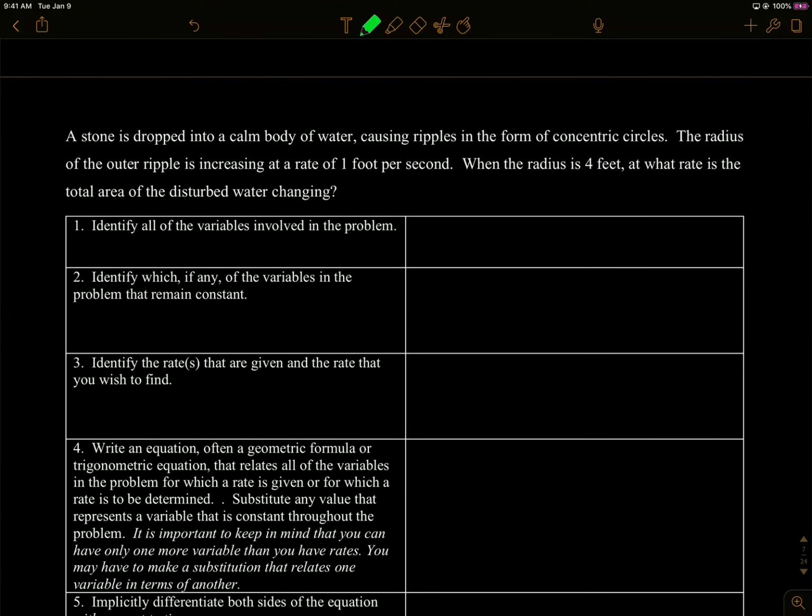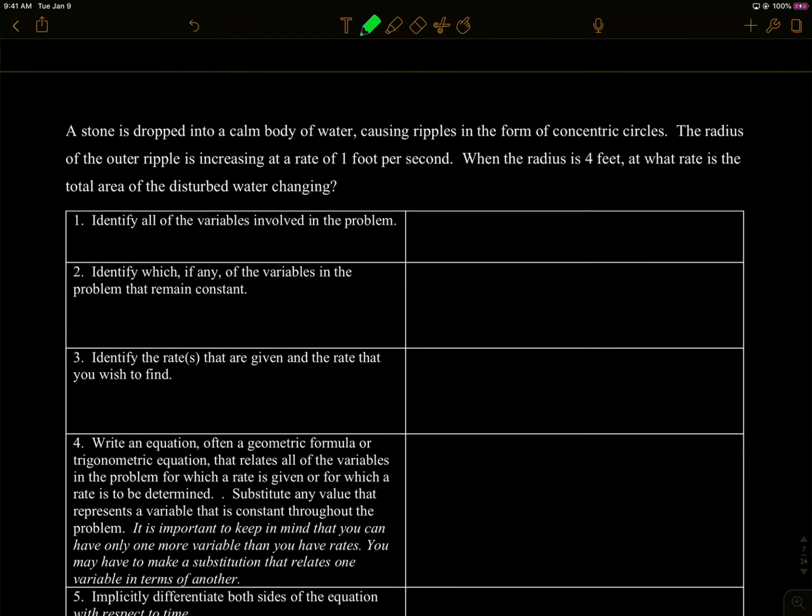Okay, so identify all the variables involved in the problem. So we've got, let's see, area of a disturbed water. Mr. Hill says that's his favorite type of water to drink. And we'll use a capital A for that. Then we've got the radius of the disturbed water. And we'll use an R.